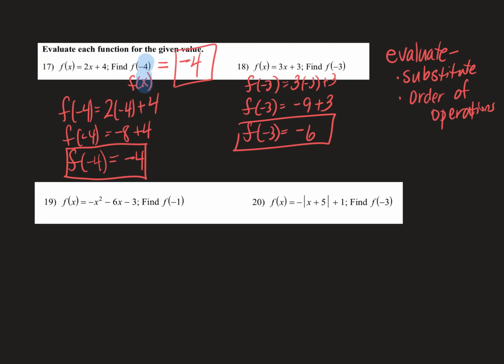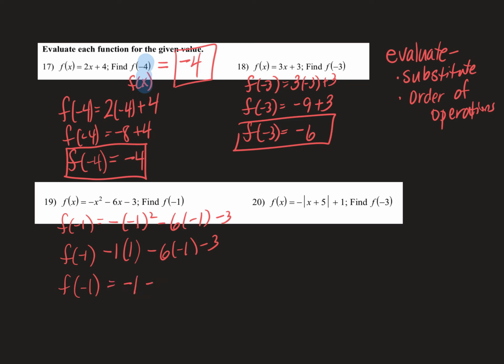I'm going to substitute negative 1 in for x. Negative 1 squared minus 6 times negative 1 minus 3. I'm going to do my exponent first. So negative 1 squared is positive 1 minus 6 times negative 1 minus 3. Next I'm going to multiply. Negative 1 times 1 is negative 1. Negative 6 times negative 1 is positive 6 minus 3. And then I'm going to add and subtract from left to right. Negative 1 plus 6 is 5. And 5 minus 3 is 2. So f of negative 1 is positive 2.